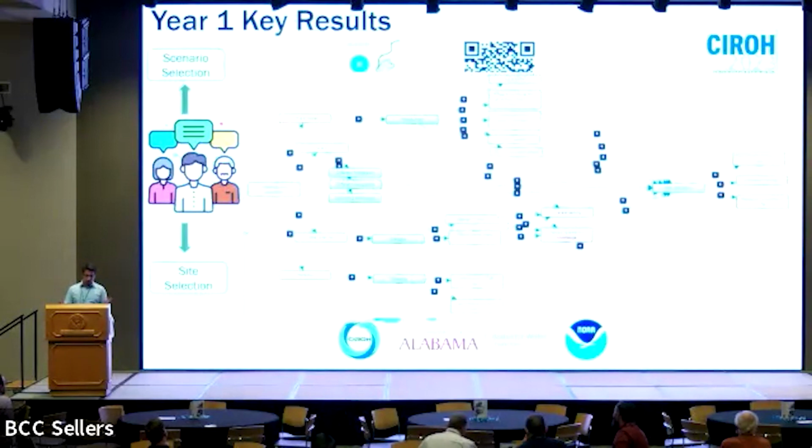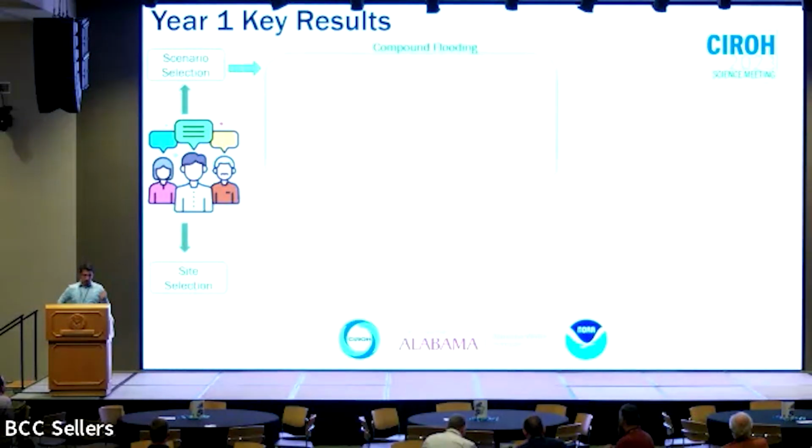And to make it a real co-production of knowledge, we did mental mapping. We tried to understand how flooding is understood across agencies around Mobile Bay, and how we can better improve and provide reliable and understandable information for those end users. So that was the first phase of this story, to select scenarios.